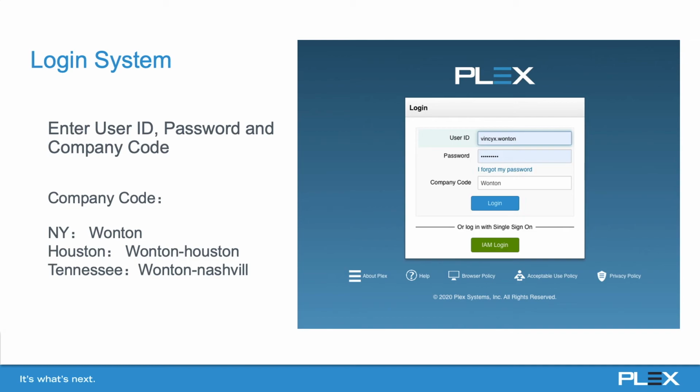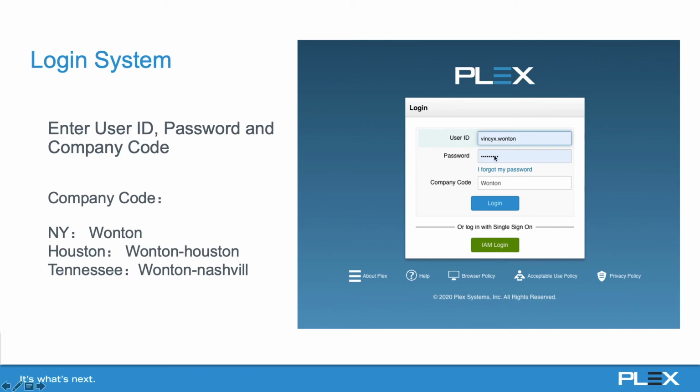And this is a login page. You have to enter your user ID, password, and company code. As you know, we have 3 entities, so each of them has their individual company code. For instance, if you are an employee of New York entity, then your company code is 110. If you are an employee of Houston entity, then your company code is 110-Houston. Usually HR will give you your user ID and password on day 1 when you come to work for us.